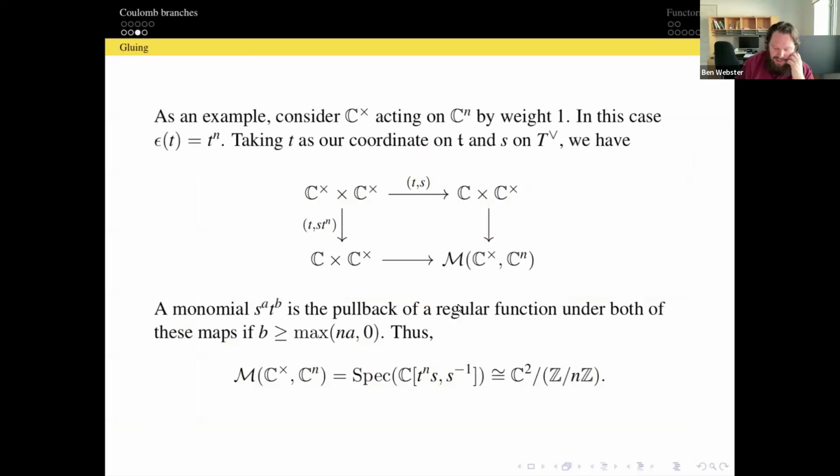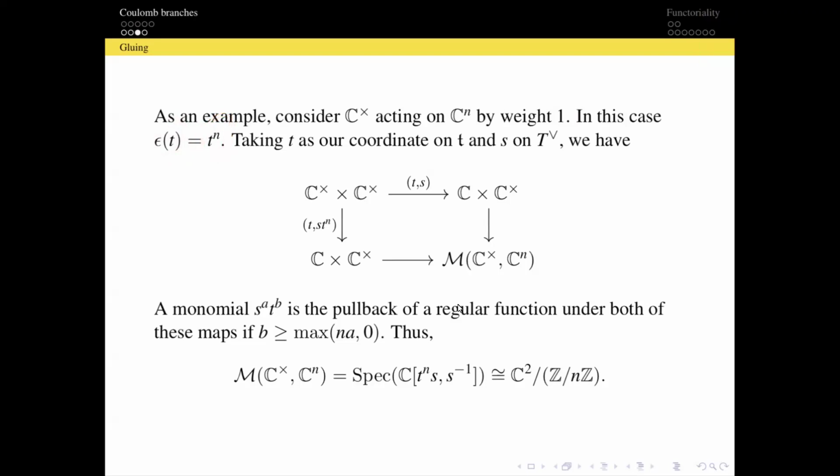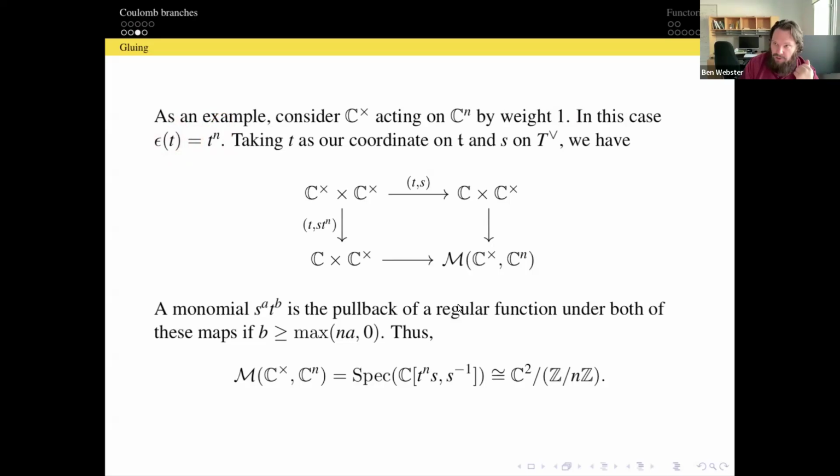All right, so what does this look like in an example? If I have C star acting on C^n by weight 1, then this guy I was calling epsilon. First note, there are no weights which are multiples of each other under negative rational numbers. So that's good, I satisfy my hypotheses. And this guy epsilon is just the map taking t to the n. I'm thinking of that as a rational map from C to C star.